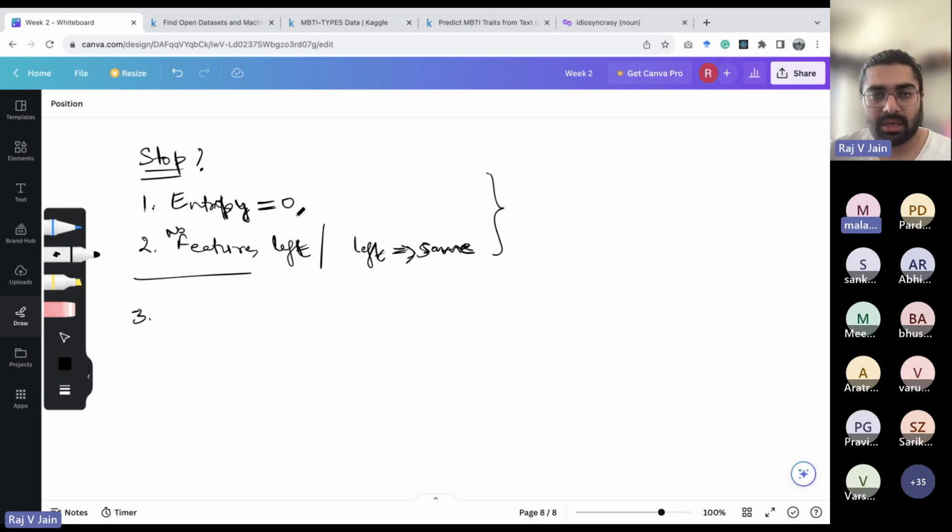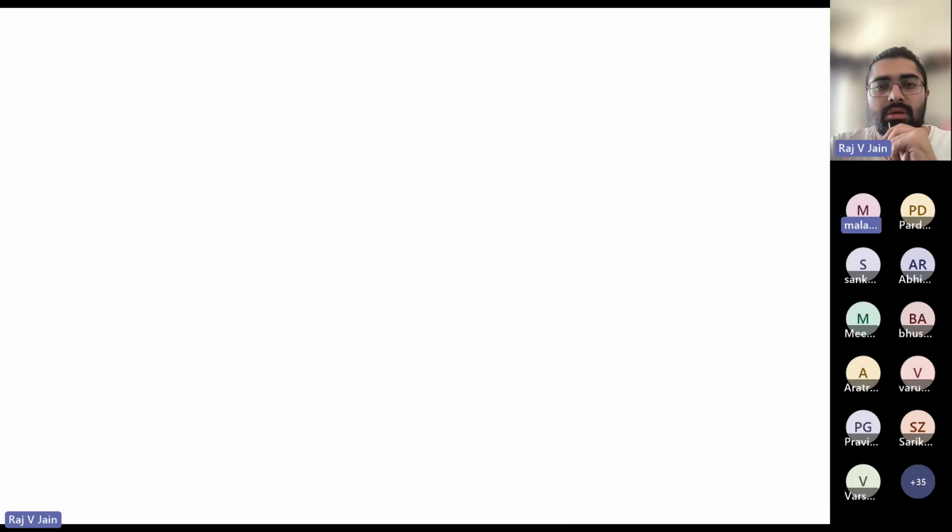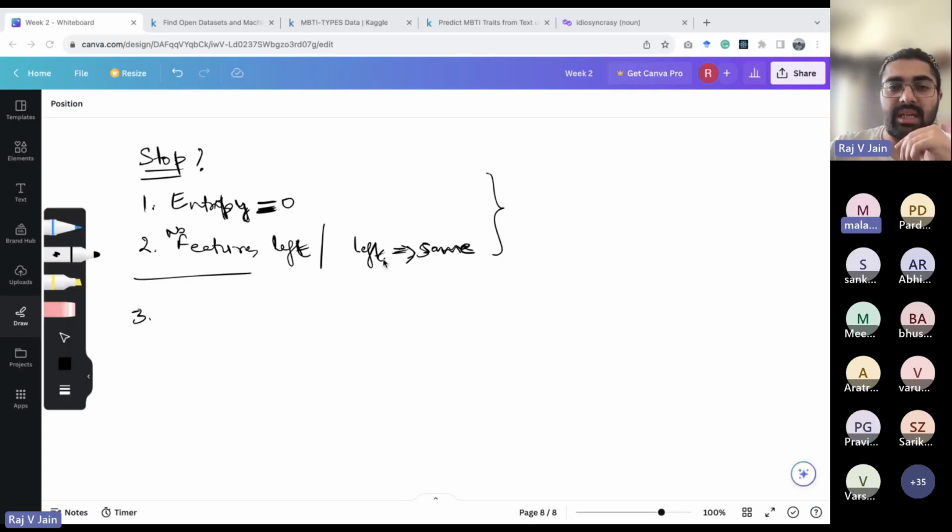Anything that rings a bell from the classes? These are the very standard approaches when you want to pre-prune. For example, the number of examples in that particular node is less than some threshold.